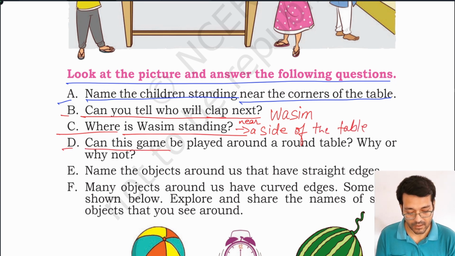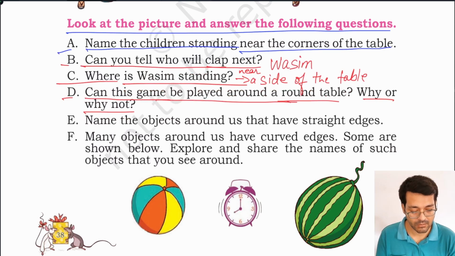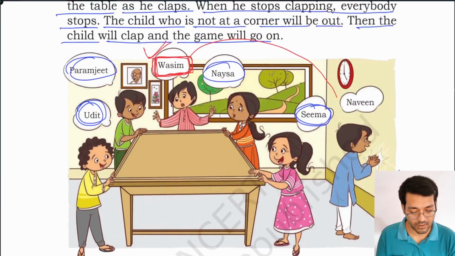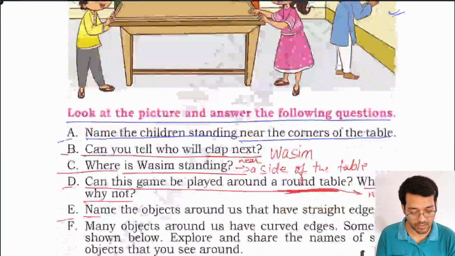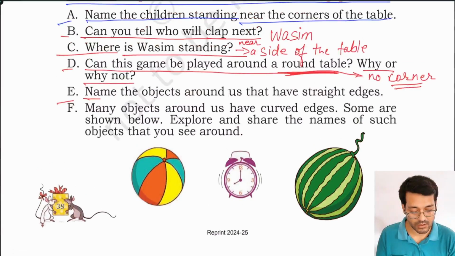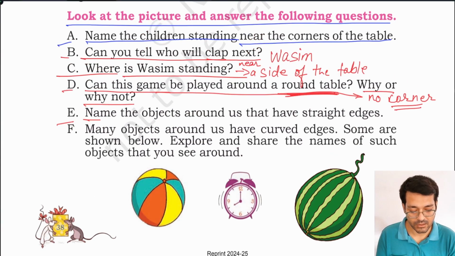C. Can the game be played around a round table? Why or why not? This game can't be played around the round table because a round table has no straight side. And a round table has no corner. All children are at the corner, but a round table doesn't have any corner, so this game can't be played using a round table.